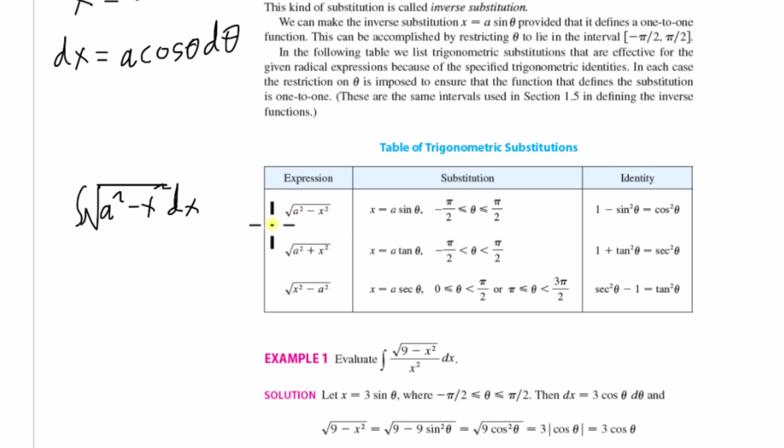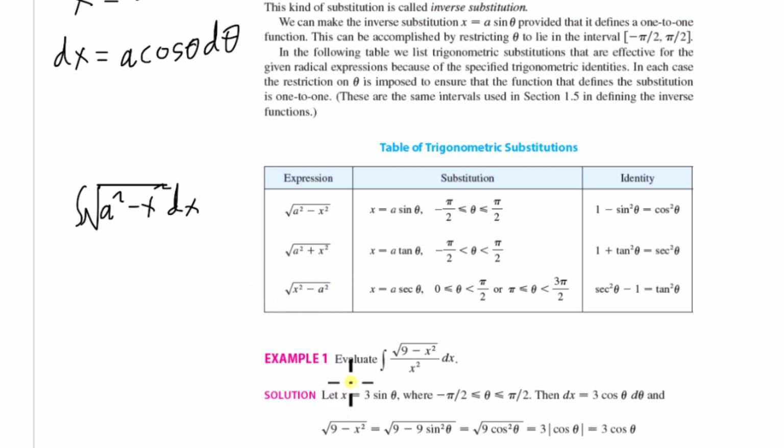So for the square root of a squared minus x squared, if you substitute x equal to a sine theta, restricting theta to this range to make sure it's one-to-one, then in combination with this identity, you'll greatly simplify this. For a squared plus x squared, if you do x equal to a tangent theta with the same domain restriction and use this trig identity, you'll greatly simplify this. And for x squared minus a squared, if you do x equal to a secant theta with this domain restriction to make sure it's one-to-one and this trig identity, you'll greatly simplify this.